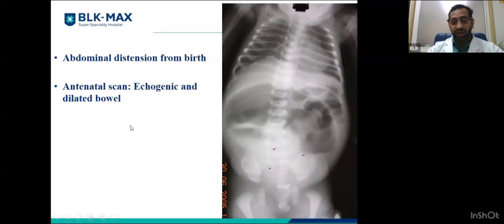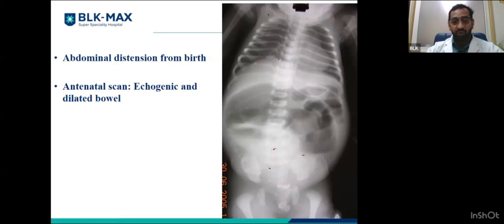Now, there's also another important history in this patient, which was the antenatal scan showing echogenic and dilated bowel. So when you get such a scenario with echogenic and dilated bowel, with abdominal distension present right from the birth, X-ray abdomen showing no air fluid levels but dilated bowel loops and some sort of soap bubble appearance, this is a very classical scenario seen in patients with meconium ileus.